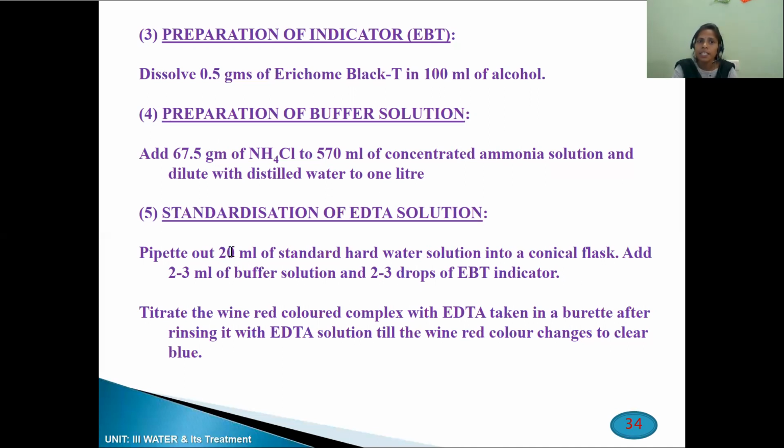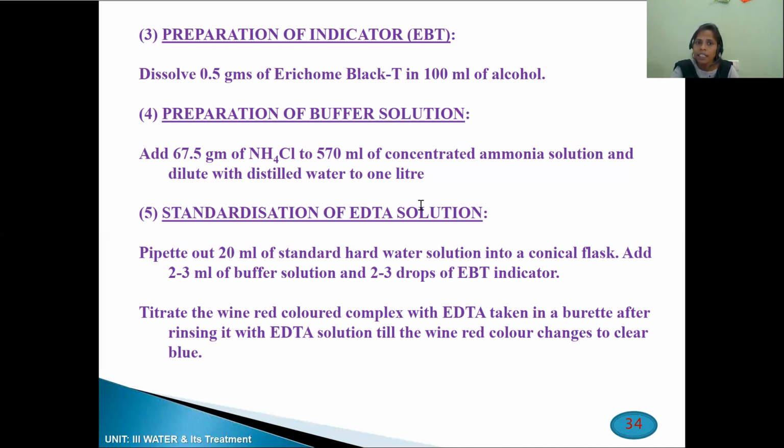And the next step is the standardization of EDTA. This is the preparation of chemicals. Now we have seen how to prepare the chemicals. Now we have the experimental procedure. The experimental procedure is nothing but doing that process using a burette and a conical flask. So what is the initial step? As I said, before finding the hardness of hard water, we have to find the hardness of EDTA. So we have to standardize EDTA. So the first step is the standardization of EDTA.